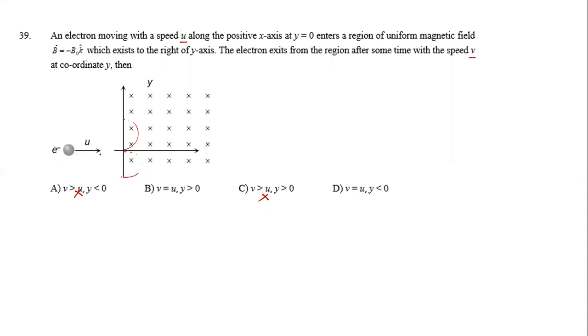So we can find the direction of force. If I'm not comfortable, I can always use i, j, k. And in this case, the force will act towards the negative y-axis. Hence, it will bend downwards. It will exit at a point having negative y. That's the correct option.